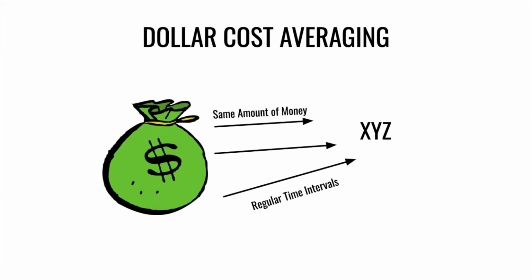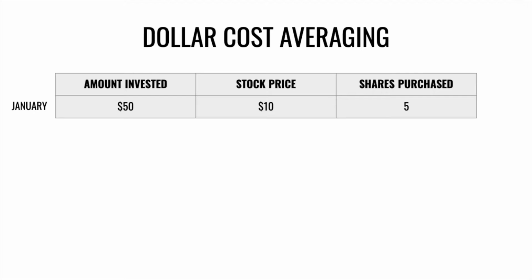Now, with dollar cost averaging, you have a set amount of money that you want to put in. So let's use the same number from our example, $200 that I want to put in stock XYZ. With lump sum investing, we used one transaction occurring at one time. But with dollar cost averaging, we're going to divide up this amount of money that we want to invest, say $200, into equal amounts, and we're going to invest these amounts during regular time intervals. So let's consider what this might look like. Let's say I want to invest $200 into stock XYZ.